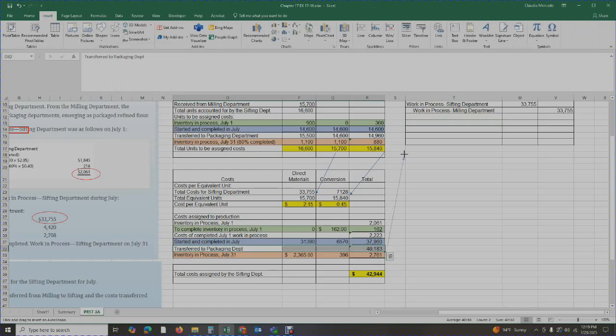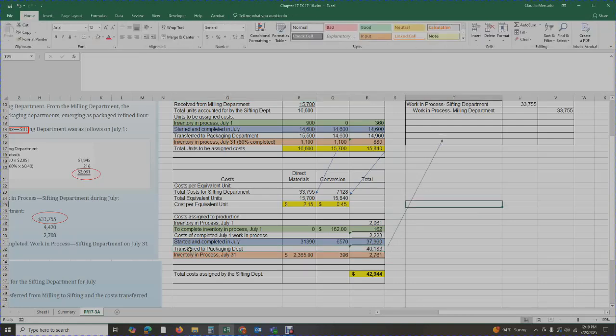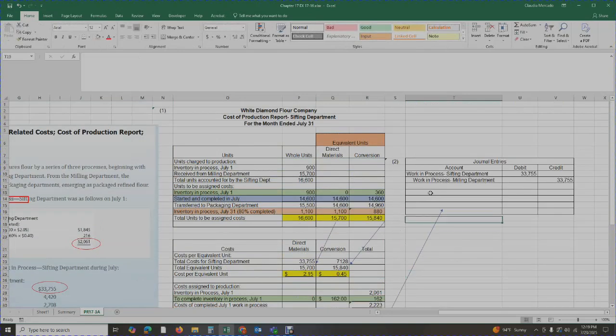So that is going to be going up here. The 40,183 is what gets transferred to the packaging department. Those are the goods that have been completed. So we're going to go ahead and do work in process. Who is receiving the goods? The goods are being received by the packaging department. Now what's going to happen? My work in process in the sifting department will be decreased, because now I'm going to move all that work in process over to the next department, which is the packaging department. And the amount, like I said down here, is 40,183.